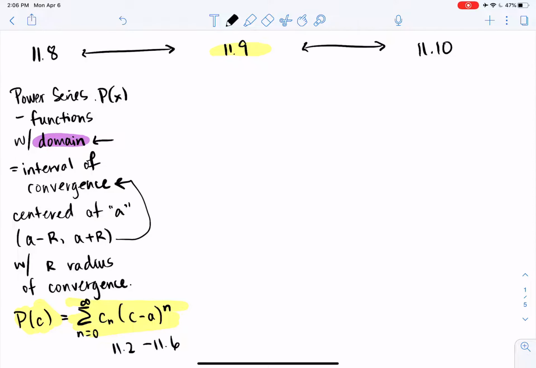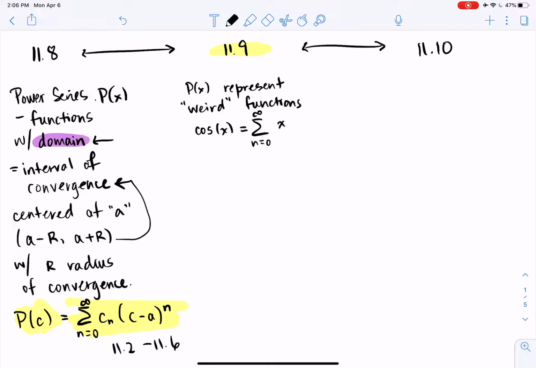Okay, so this was already alluded to in the 11.8 video, but the reason why we love power series is that sometimes power series represent weird functions. So I think the example that was given in the 11.8 video was that cosine of x is actually a power series. Hopefully I get this right.